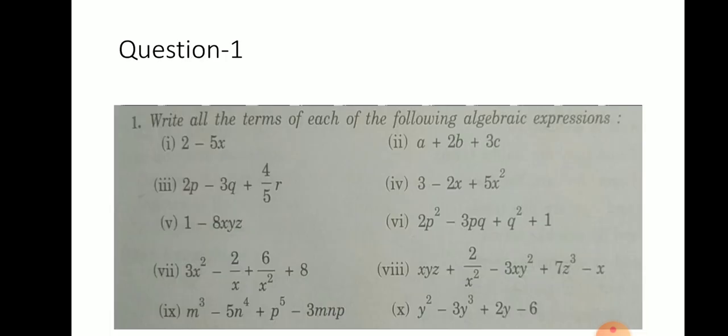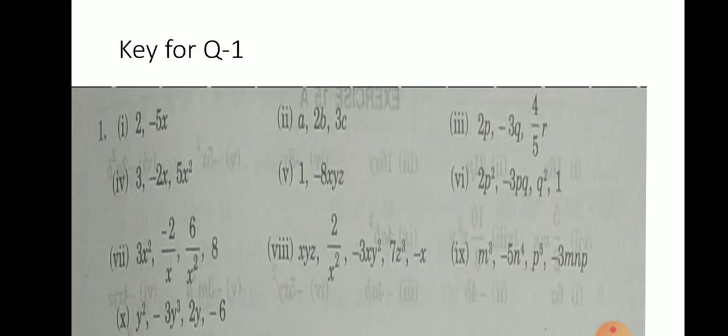Now let us see the second question, a plus 2b plus 3c. In this expression we have a as a single term, 2b is a single term, 3c is also a single term. So total 3 terms are there. Those 3 terms are positive, plus only is there in between them. That's why the terms of the expression are a, 2b and 3c. Let us check the key here. Yeah, you can observe here second one, a, 2b and 3c, right?